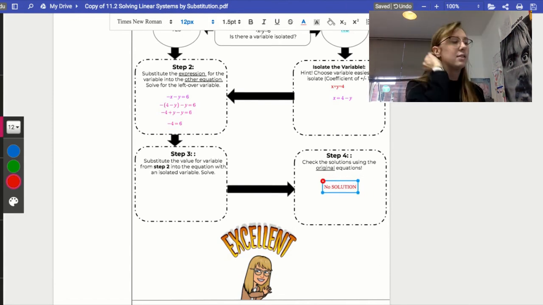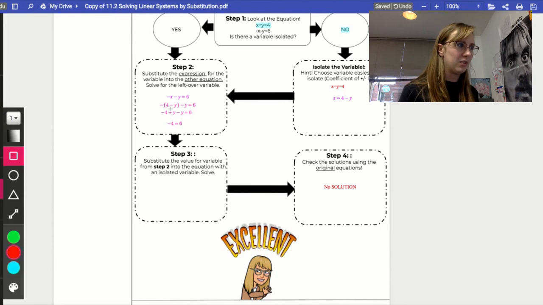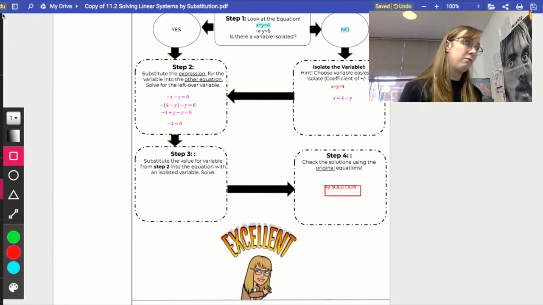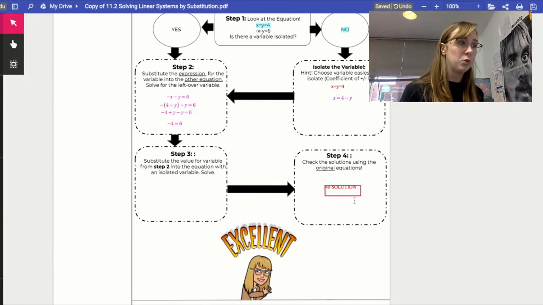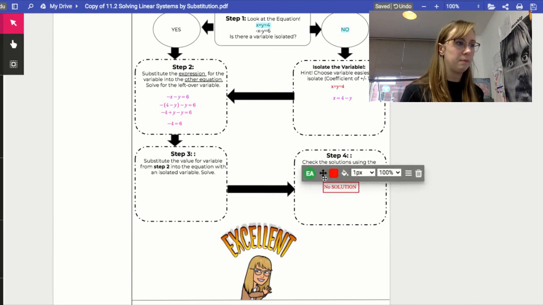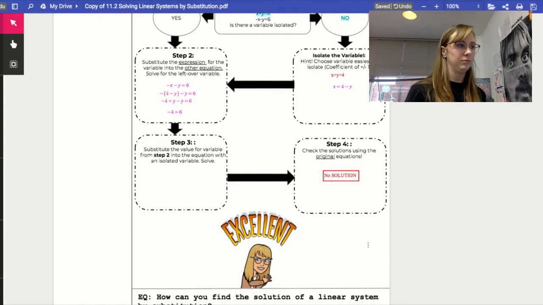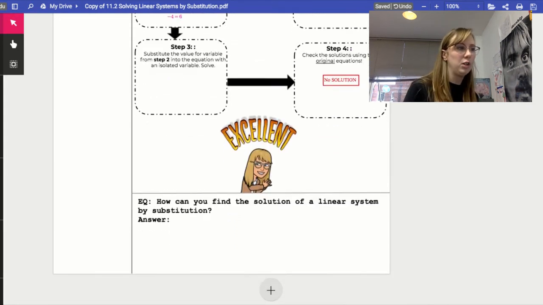And so that's what's kind of nice. Even though you think no solution and infinite solutions would create really complex problems, they're actually the easier ones to solve, because as soon as you get here and you have either negative 4 equals negative 4 or negative 4 equals 6, you're done. You know that it's either no solution or infinite solutions. Conversely, if you end up with an actual number, then you can bet you're going to have one solution. And that's how we do it. So now try to think, how can you find the solution of a linear system by substitution? Hopefully you have enough information now to do that.